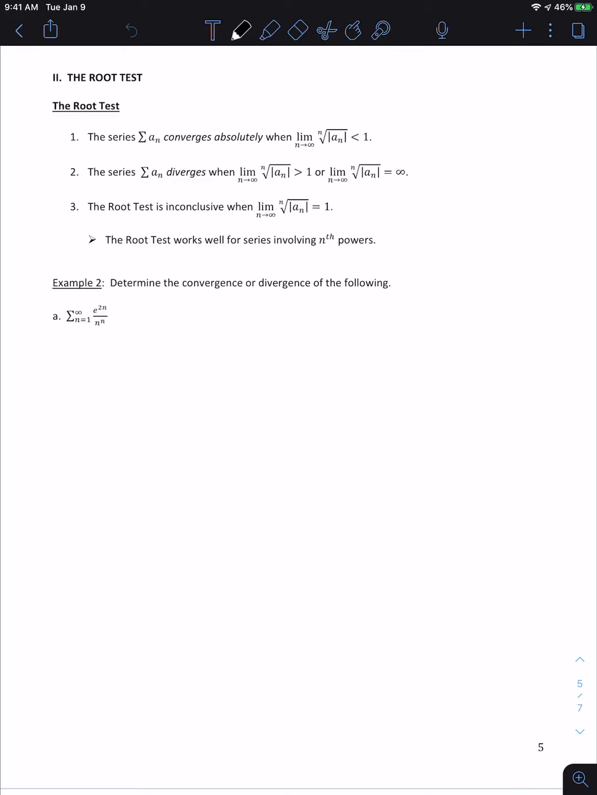So this is very similar to the ratio test, except this time instead of looking at the ratio of a sub n plus 1 over a sub n, we look at the nth root of the absolute value of a sub n. So this is especially helpful when we're looking for series that have nth powers. Okay, so let's look at example A here. In this case, I don't really see how this a sub n is to the nth power, but I can do some algebra to rewrite this.